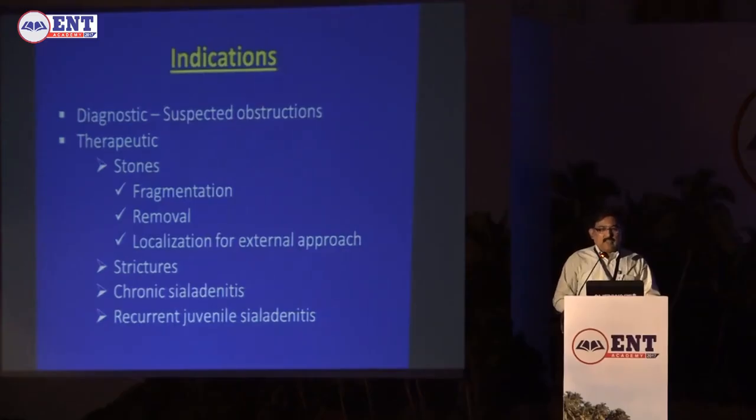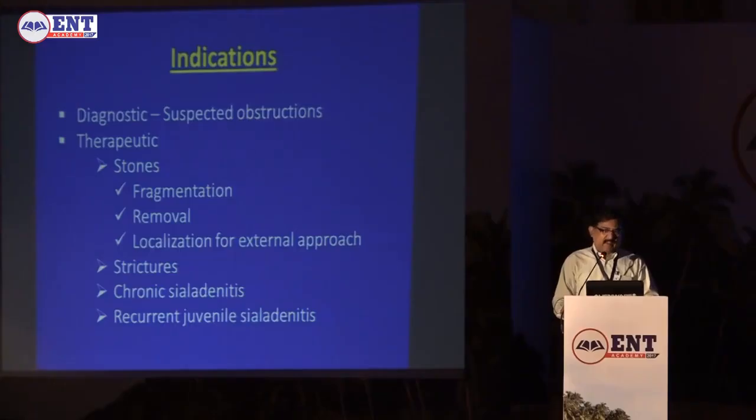So these are the indications. Endoscopy is used for obstructions. Obstructions in the gland could be due to stone or could be due to stricture. And one more thing is recurrent sialadenitis of childhood, what we call recurrent juvenile sialadenitis.